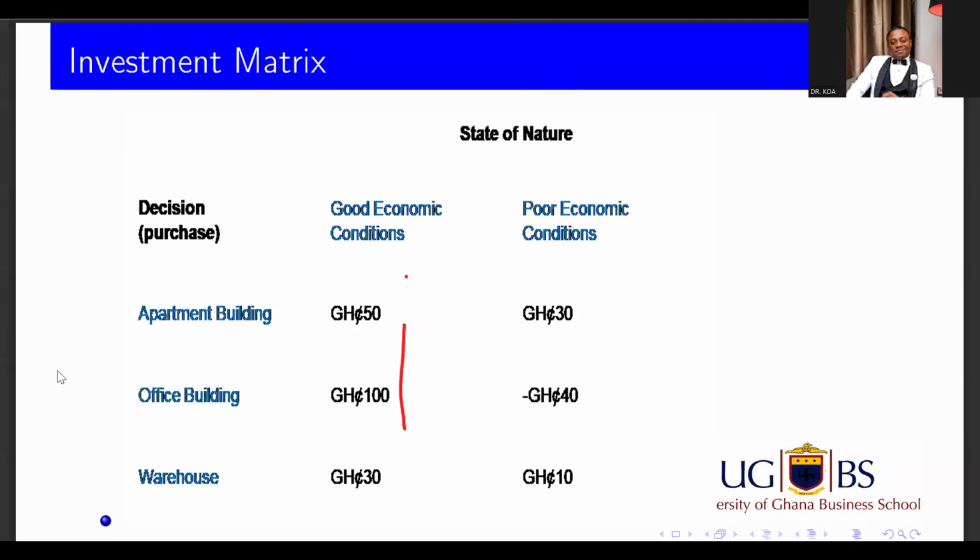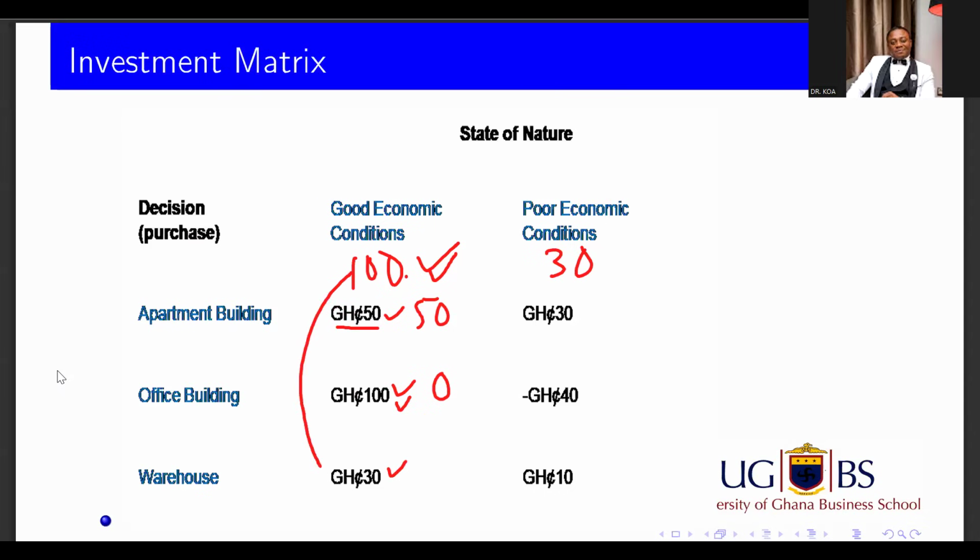The highest value in this column is 100. That is the V1 star. The highest value in this second column is 30. That is the V2 star. Therefore, if you want to find the regrets for the first column, the regret for this one is 100 minus 50, which gives you 50. The second regret in that column is the same 100, the highest value, minus this 100, which gives you 0. The third regret is for this 30: 100 minus 30, which gives you 70.